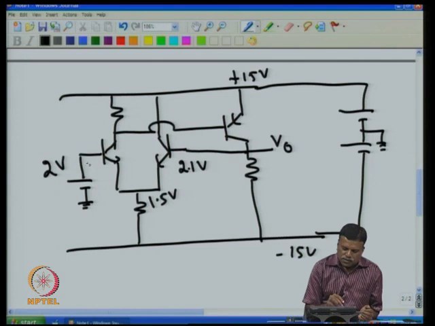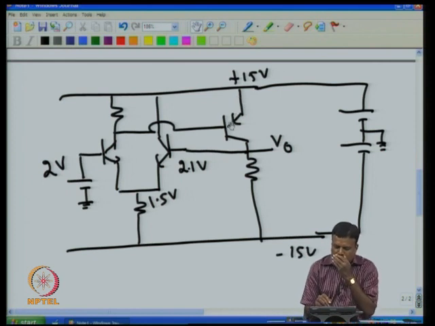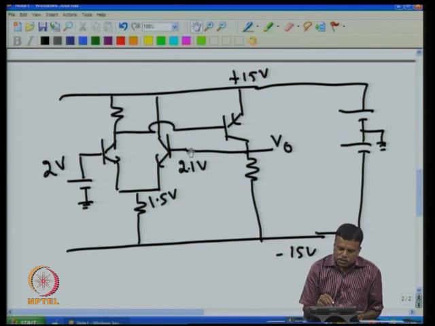If this is 1.5 and this is 2, there is only a 0.5 volt difference, so this is not going to conduct. If this does not conduct, this voltage will decrease. So automatically, once it tries to go more than 2 volt, all the current tries to come through this, and very little current tries to come through this.